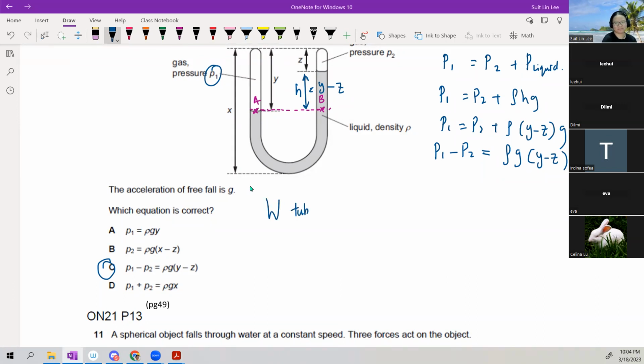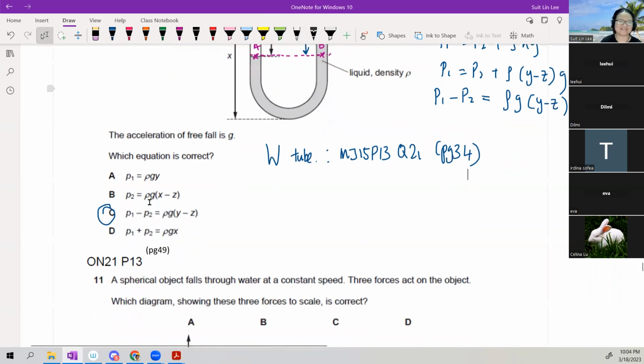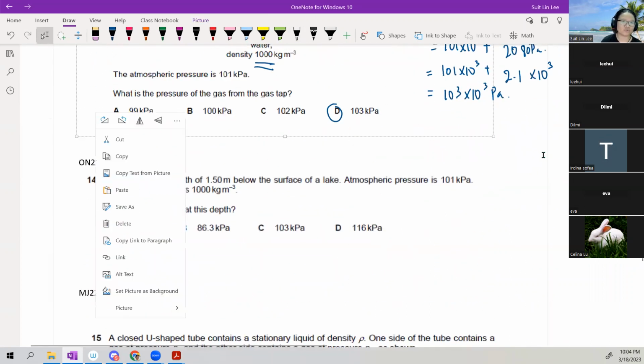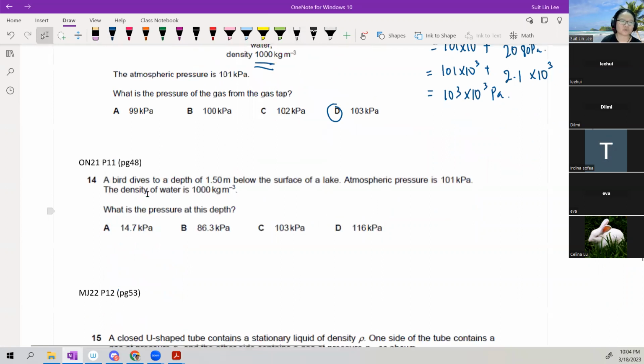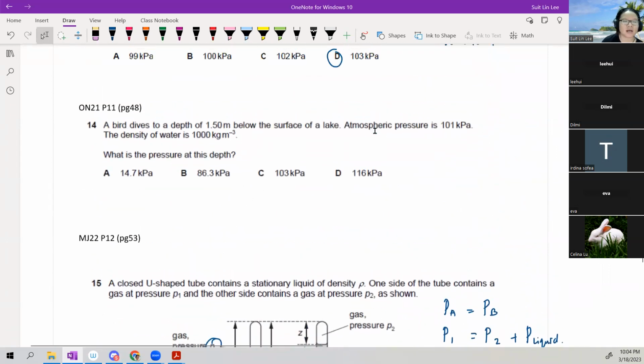W tube. This one is summer 15. It's probably already recorded because it's one of those landmark questions. Question 21. If you're looking at using my handout, that will be page 34. Actually, the era of difficult MCQ was about 2014, 2015. Not sure why. Sometimes they will give you a question like this, where it's totally like a sentence and a scenario. So no diagram, maybe a bit more uncomfortable.